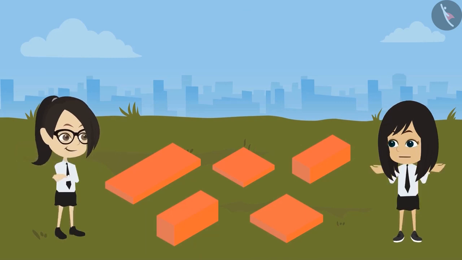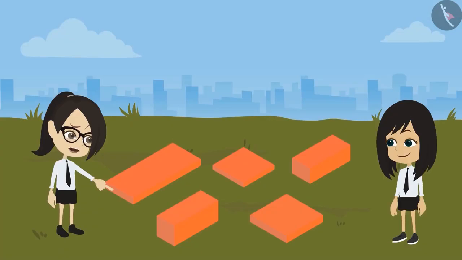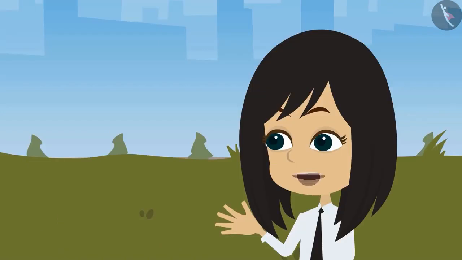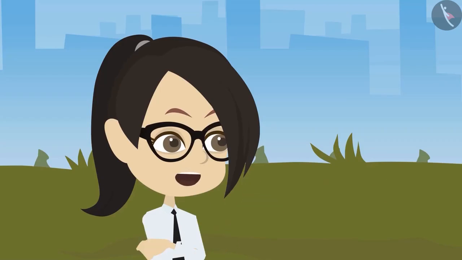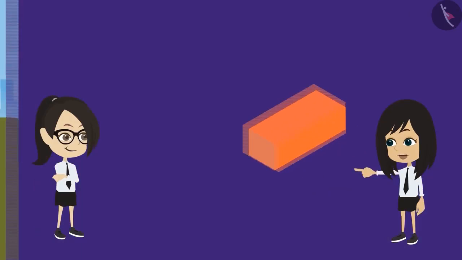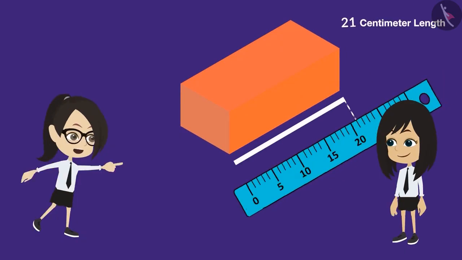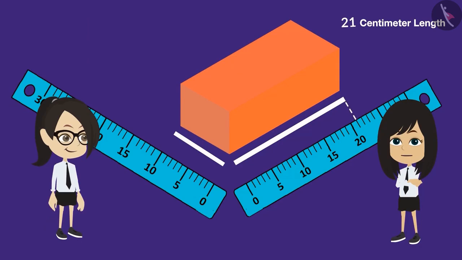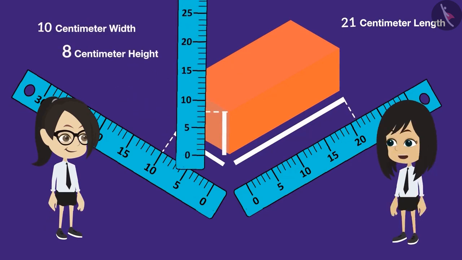Why not we measure the size of all the bricks? Okay, but I have a question. What are we going to measure in these bricks? That's so simple. We will measure the length, width, and the height of these bricks. These 3 measurements determine the size of a brick. Okay, let's measure them. First, let's measure the length of this brick. The length of this brick is 21 centimeter. The breadth is 10 centimeter and the height is 8 centimeter.